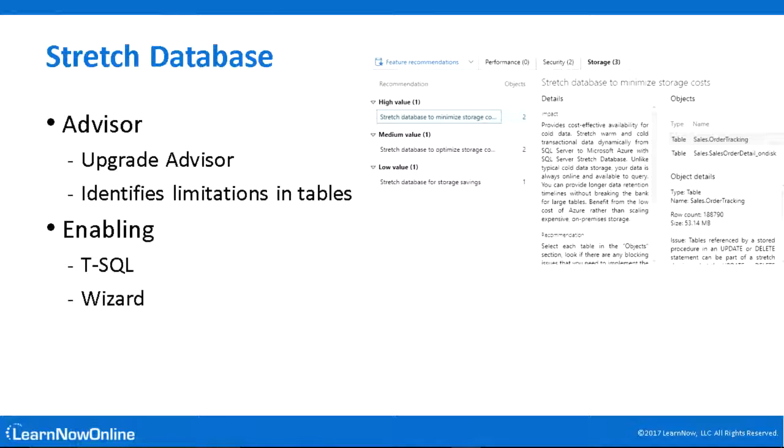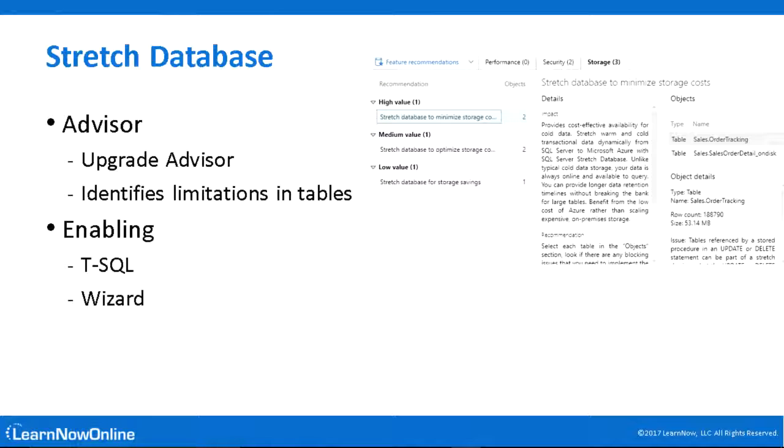Enabling Stretch Database can be performed in two different ways, T-SQL or wizard. So enabling Stretch Database on a table can be done through SQL Server Management Studio and its GUI. Or you can use some T-SQL scripts, which are not complicated, to accomplish the same thing as SQL Server Management Studio. The wizard is nice because of how fluidly it steps you through requirements and connections. And most people are usually familiar with wizards and their flow.